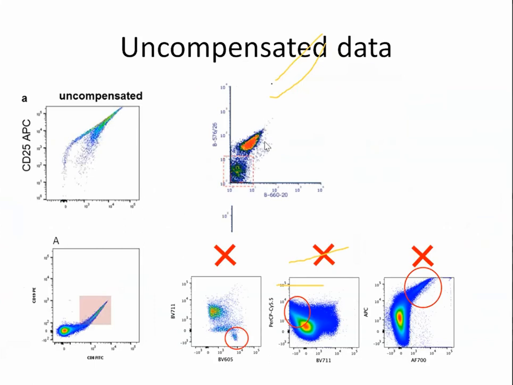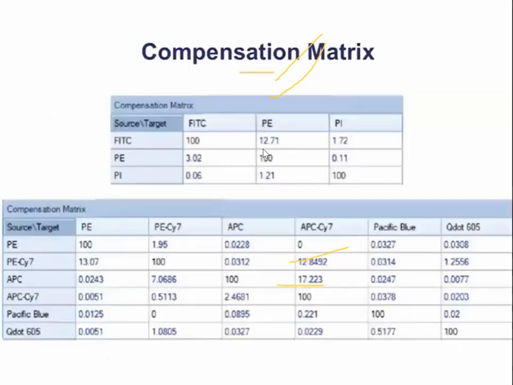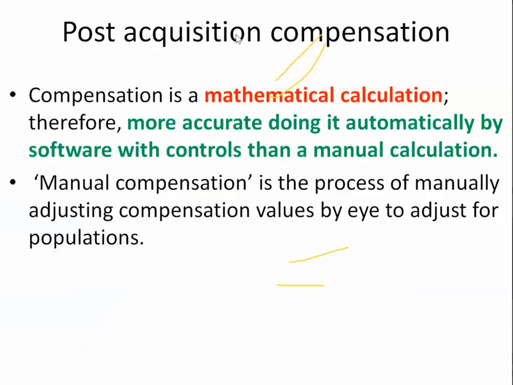Like when you're getting this during analysis, then you need to compensate manually, post-acquisition. Post-acquisition is during your analysis; if you are compensating then, it is called post-acquisition compensation. Compensation is a mathematical calculation, therefore it is more accurately done automatically by the software than with manual correction. Post-acquisition is manual correction. During analysis, if you are adjusting the compensation, that means it is manual correction, and it is called post-acquisition compensation.